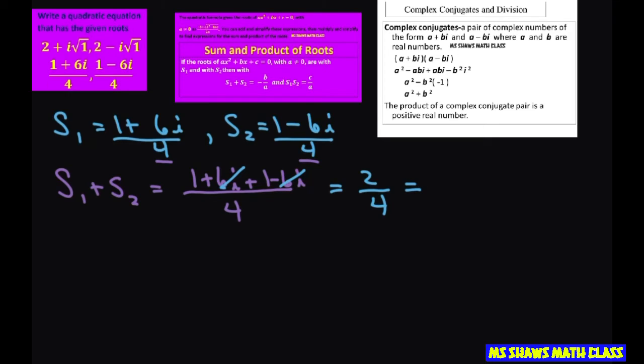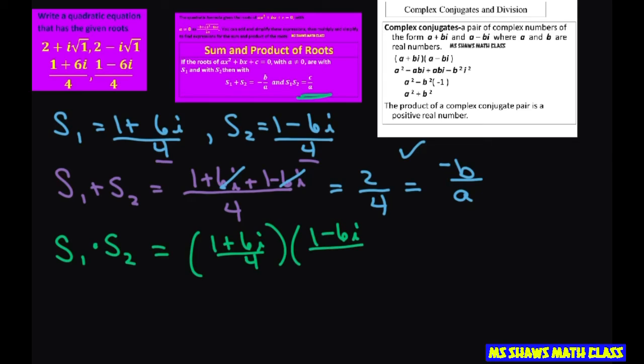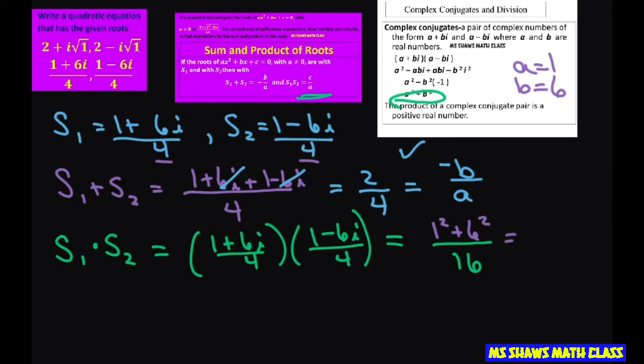I'm not sure what to do with this right now, but this is negative B divided by A. This one, sometimes we have to change based off of our C divided by A. So let's multiply our solutions. Our A's always have to match. So we multiply this, you get 1 plus 6i divided by 4 times 1 minus 6i divided by 4. Multiply the denominator, you get 16. Again, we're going to use this formula here, where our a is 1 and our b is 6. So basically you're doing 1 squared plus 6 squared. That's going to give you 37 divided by 16, which equals your C divided by A.